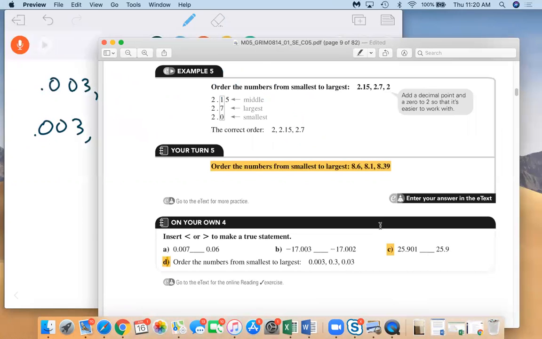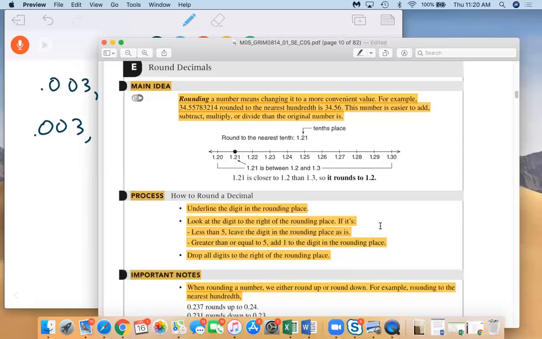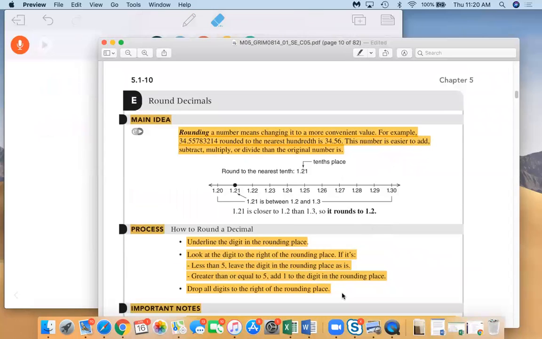All right. Let's go down to rounding decimals. Again, we already talked about this when we rounded whole numbers, but it's just to show you how to do it on the other side of the decimal point. So here we have rounding a number means changing it to a more convenient value. For example, 34.55783.214 rounded to the nearest hundredth is 34.56. This number is easier to add, subtract, multiply, or divide than the original number is.